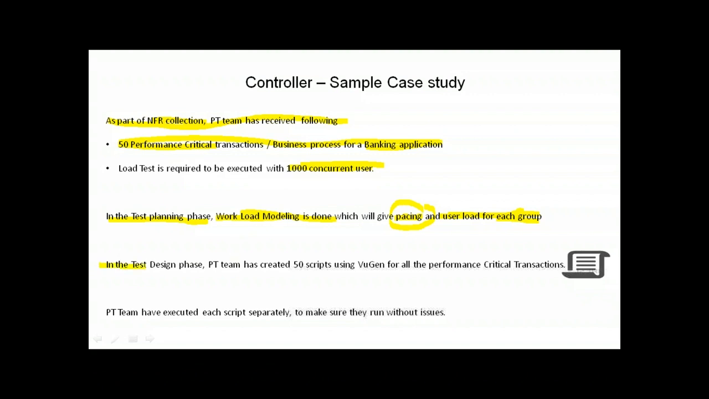Okay. In the test design phase, how many scripts has the PT team created? 50 scripts. Why? Because there are 50 performance critical transactions that you have collected as a part of NFR. How do we create the scripts? Using the component called VUsers. Now the PT team has executed each script separately in the VUgen to make sure they run without any issues.